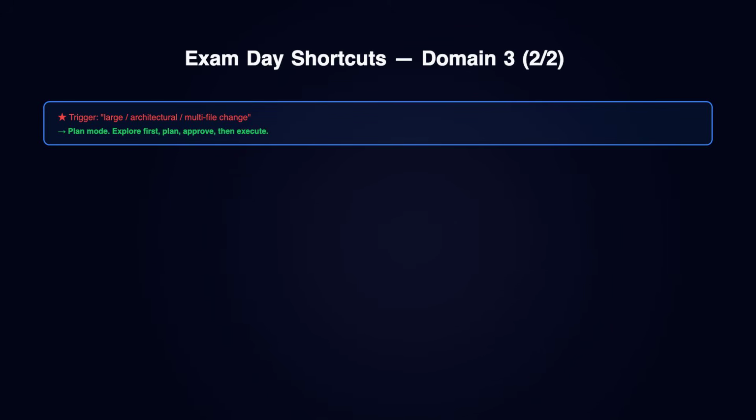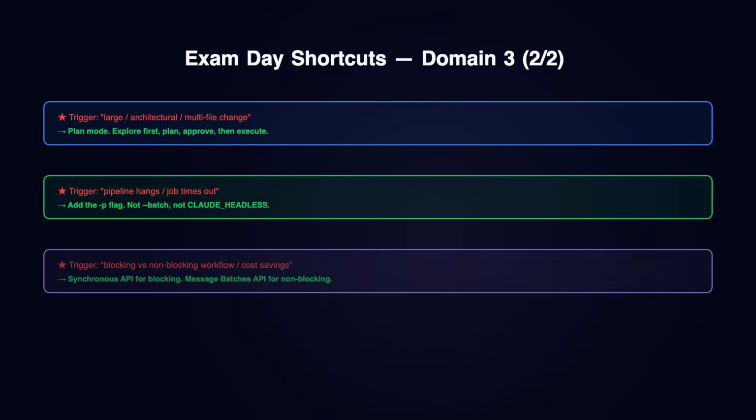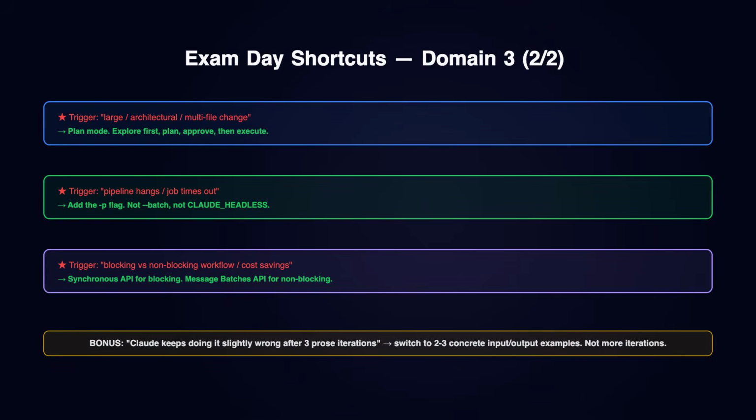Large, architectural, multi-file change: plan mode, explore first, then approve, then execute. Pipeline hangs or job times out: add the -p flag, not batch, not Claude, headless. Blocking versus non-blocking workflow: synchronous for blocking, batches for non-blocking. And the bonus: Claude keeps doing it slightly wrong after multiple prose iterations. Switch to 2 or 3 concrete input and output examples.